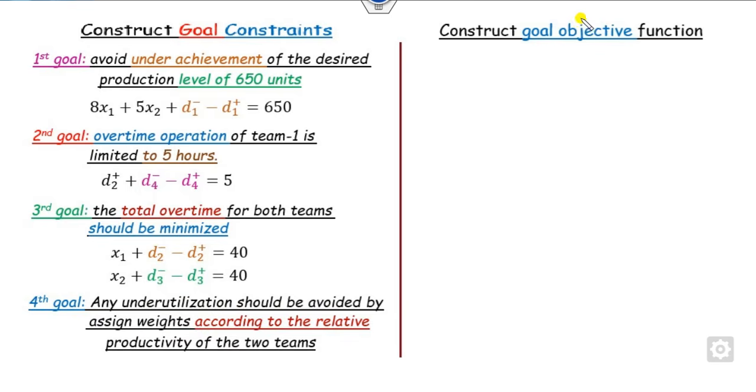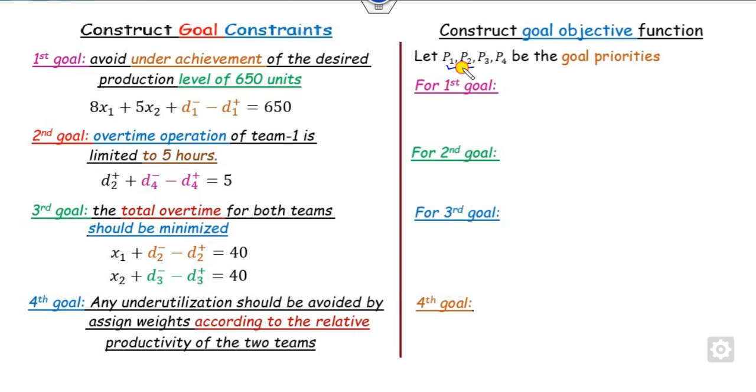Now you can construct step number 3, that is the goal objective. How many goals are there? You have 4 goals, so I can set P1, P2, P3 and P4 as the goal priorities here. Now look, your target is to meet 650. So what will happen if it is greater than 650 and if it is less than 650, which one satisfies you?